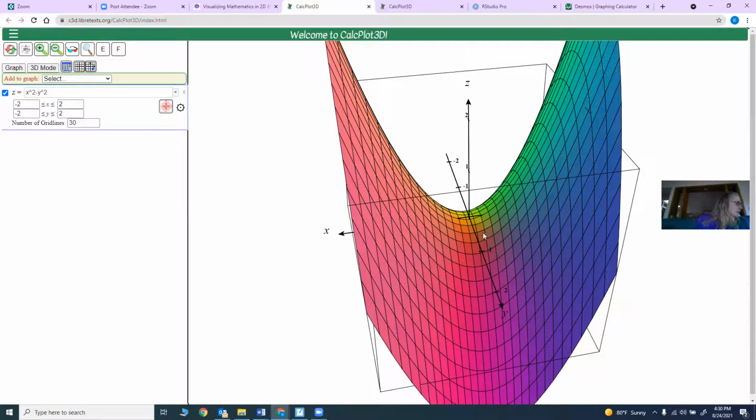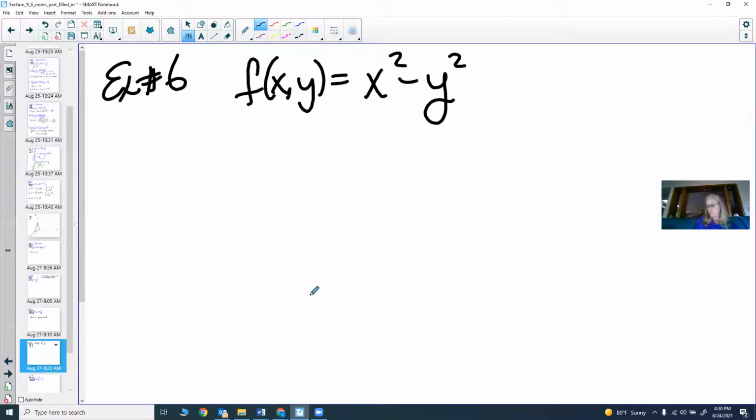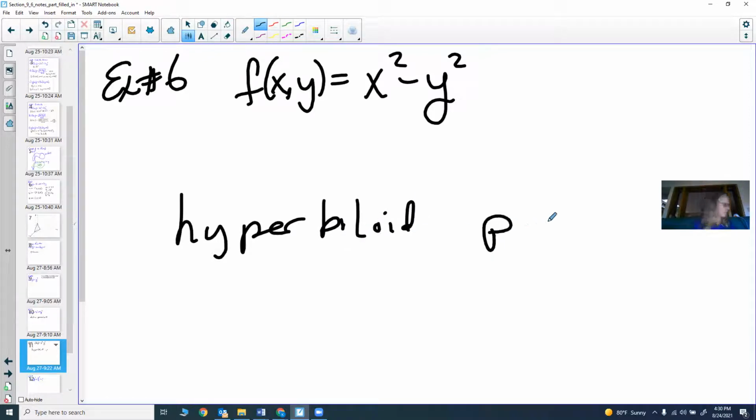So this one's actually called a hyperbolic paraboloid, because you have the hyperbola shapes, and you've got those hyperbolas opening up.